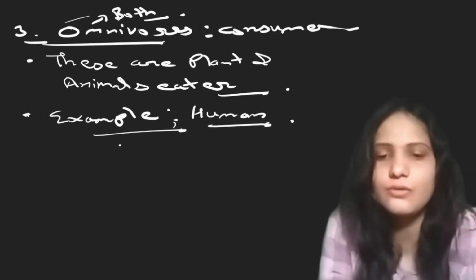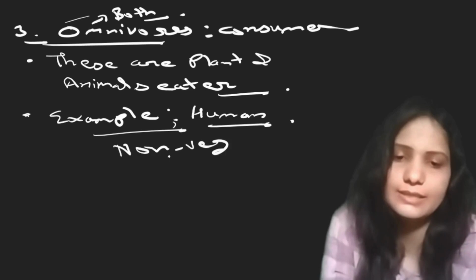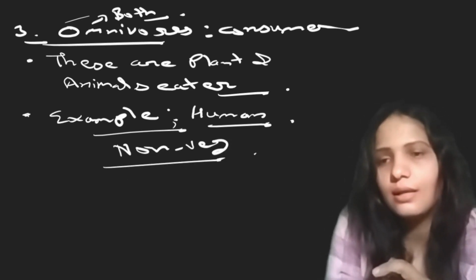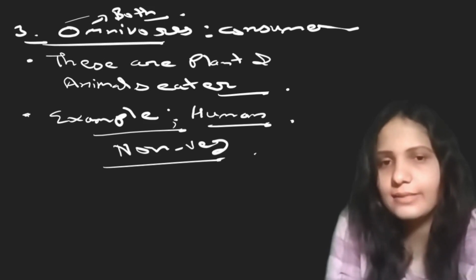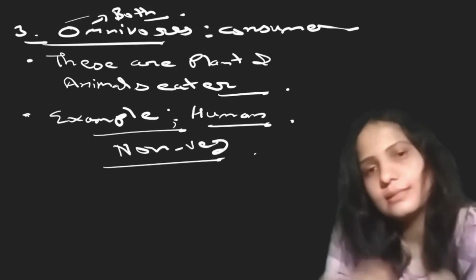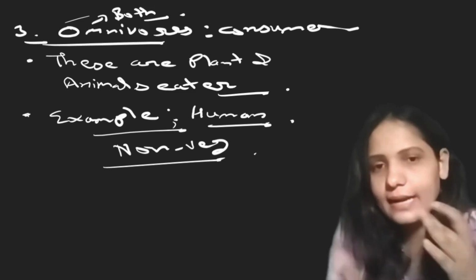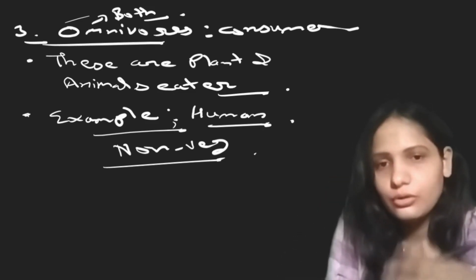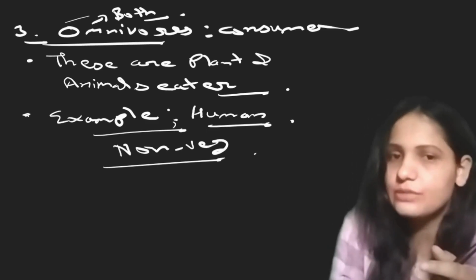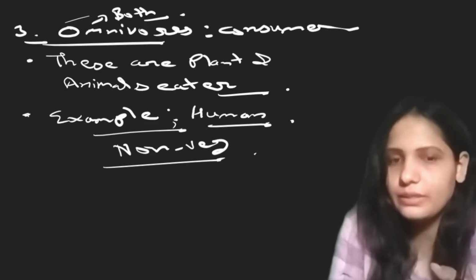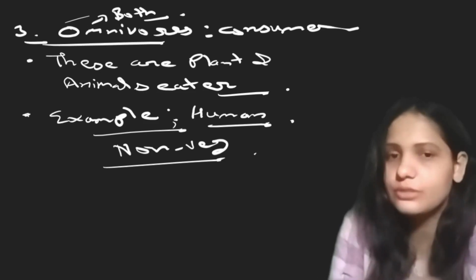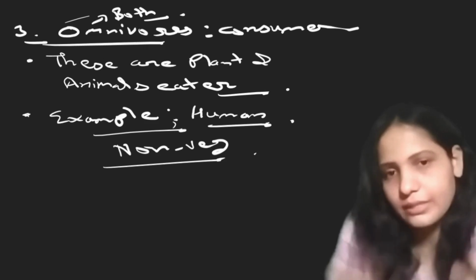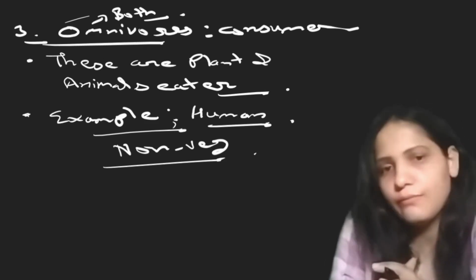Many of us are non-veg. If I say it in layman's language, non-veg. What does non-veg mean? Non-veg means they eat flesh, they eat meat. But this is not the condition that those who eat meat won't eat plant-based food. They also eat plant-based food as well as meat, flesh. So they are omnivores. The example of omnivores is human. Humans eat both plant as well as animal-based food. This is the perfect example of an omnivore.